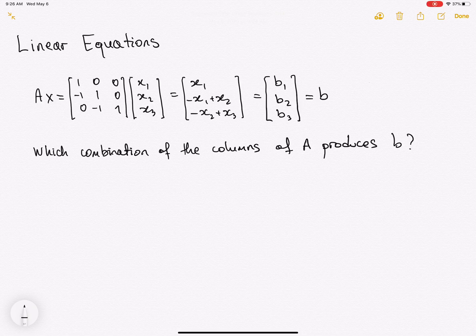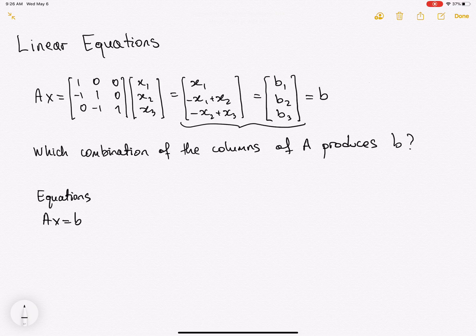Welcome back, everyone. We're continuing our discussion of the system AX equals B from the previous video. This is the exact same matrix. And we're going to be answering this question, which is very important for us, and that is which combination of the columns of A produces a particular vector B. So what we had so far were equations AX equals B, and we get those equations from over here.